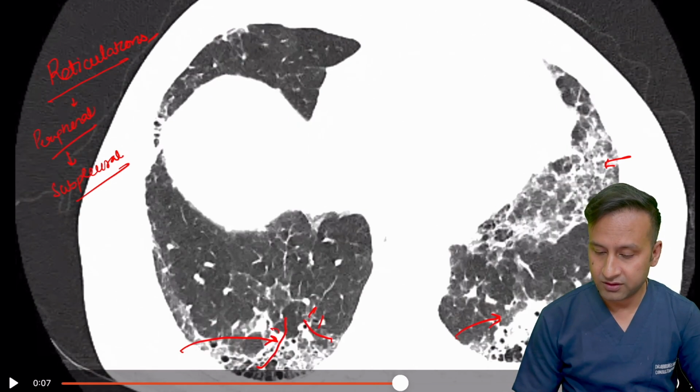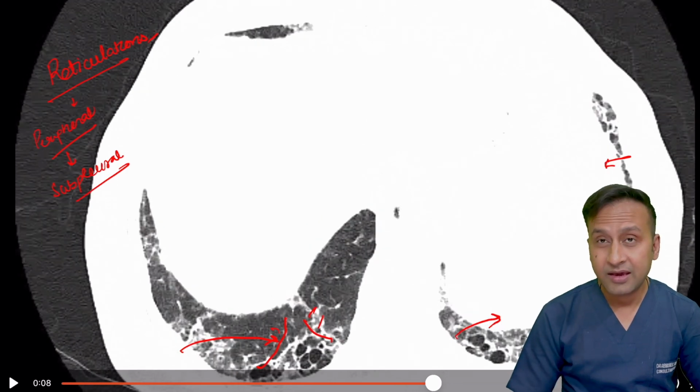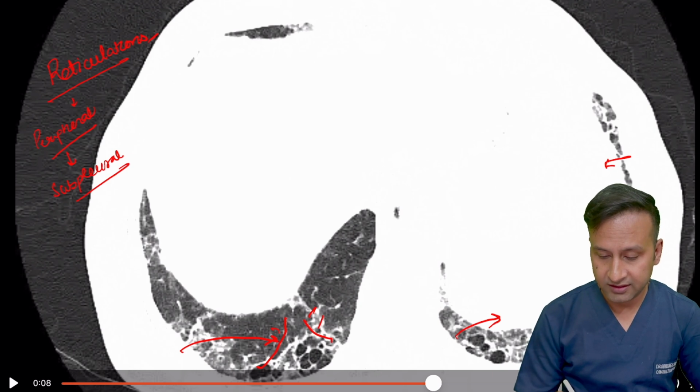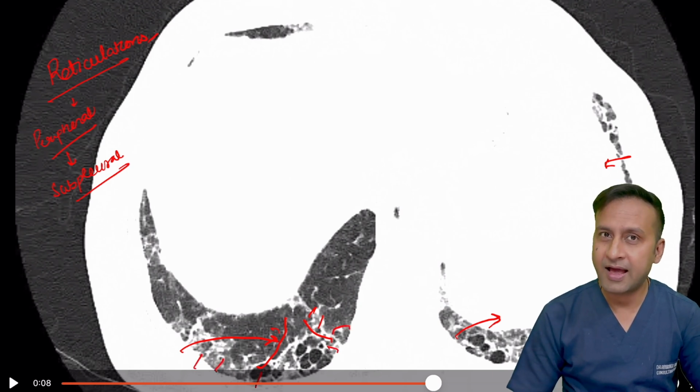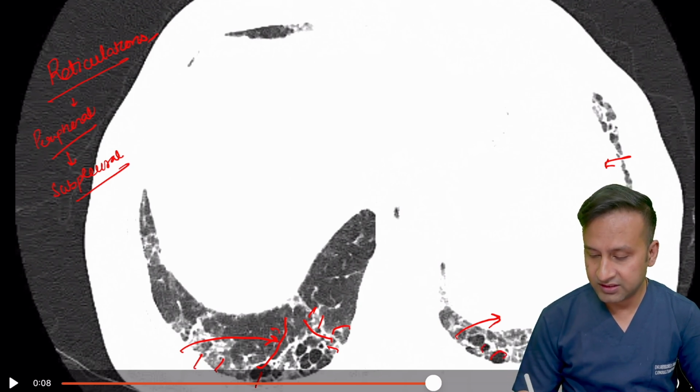Let's go further down. Here is where the main pathology is lying. In the lung bases, look at the interstitial pattern. Look at the interlobular and the intralobular septa. They're all thickened. And we can also see some areas of honeycombing.